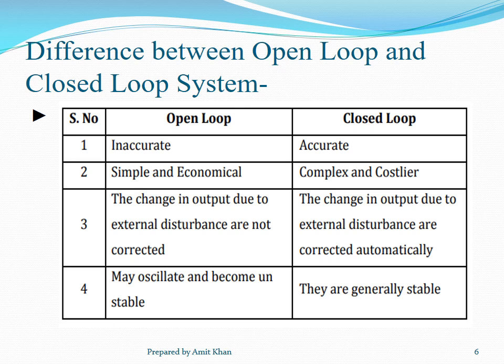Then comes the difference between open loop and closed loop system. The open loop system is inaccurate, the closed loop system is accurate. Open loop system is simple and economical, closed loop system is complex and costlier. In open loop system, the changes in output due to external disturbances are not corrected, as there is no feedback loop. In closed loop system, the changes in output due to external disturbances are corrected automatically. The open loop system may oscillate and become unstable. The closed loop systems are generally stable.